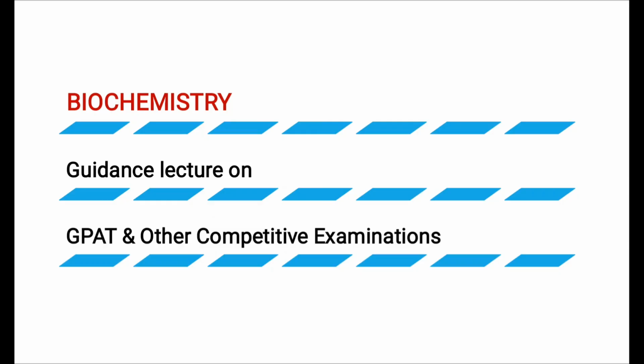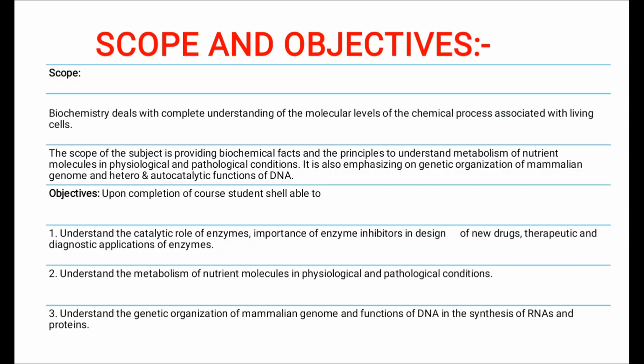Biochemistry is a combined branch, that is biology and chemistry. Biochemistry is a branch of science that deals with the study of chemical substances and chemical processes of living organisms. It deals with the study of carbohydrates, proteins, lipids, nucleic acids and other biomolecules. Complete understanding of chemical processes associated with living cells.